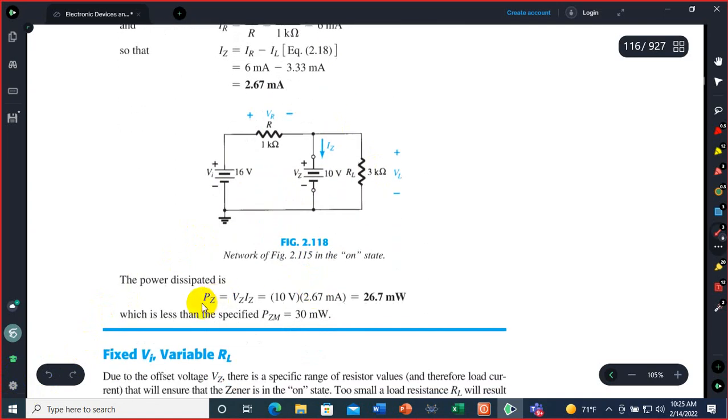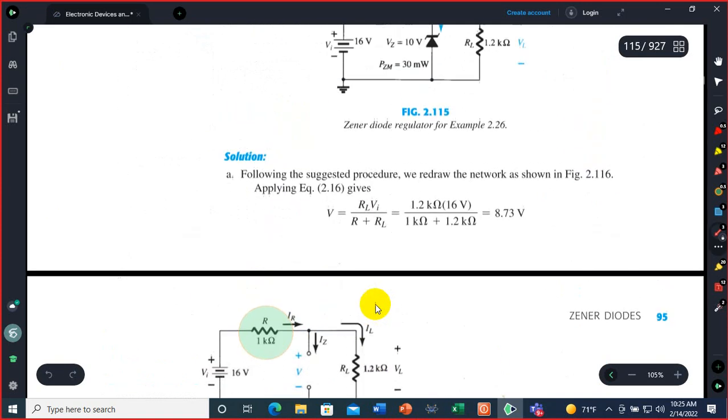So power dissipation, PZ equal to VZ IZ, VZ equal to 10 volt, and this is the current through the zener diode, 2.67 milliampere, 26.7 milliwatt. And for this diode, the maximum power dissipation is rated as 30 milliwatt, so it is less than 30 milliwatt.